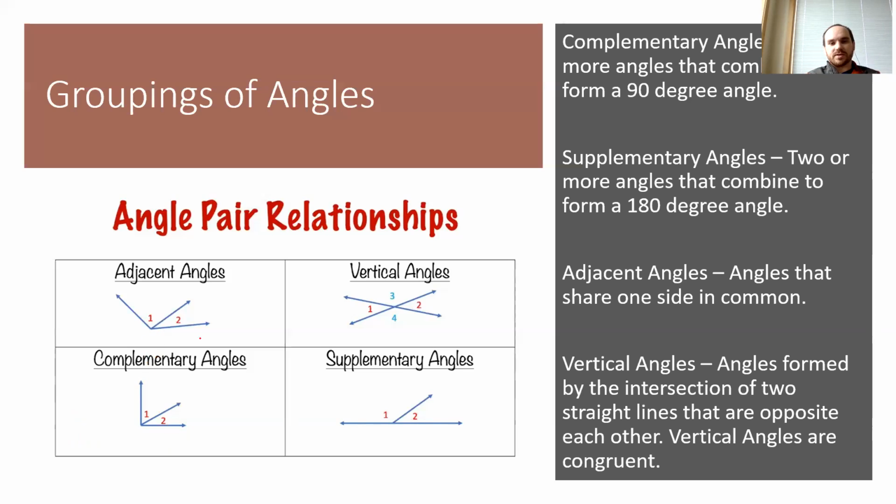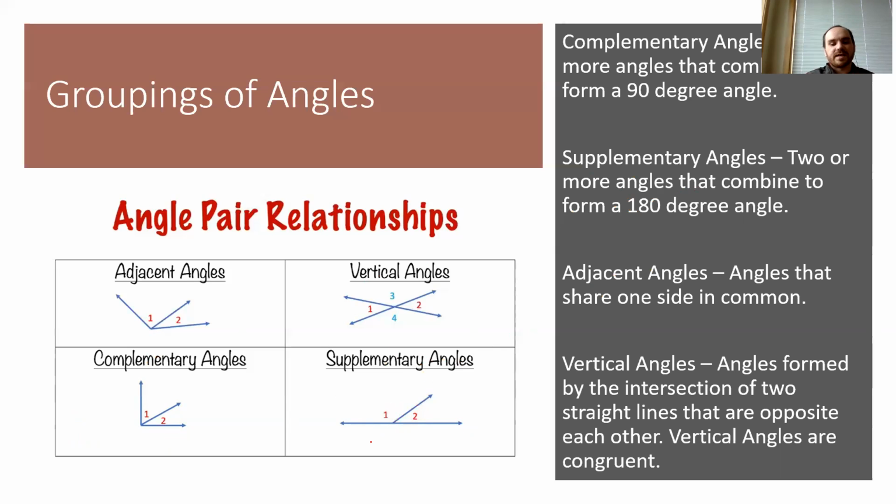For supplementary angles, that's next. Supplementary angles are two or more angles that combine to form a 180 degree angle. So basically, if you have a straight line that's just divided with one other line going up like this, these two angles are supplementary. They form a straight line together. That means they add up to 180 degrees.